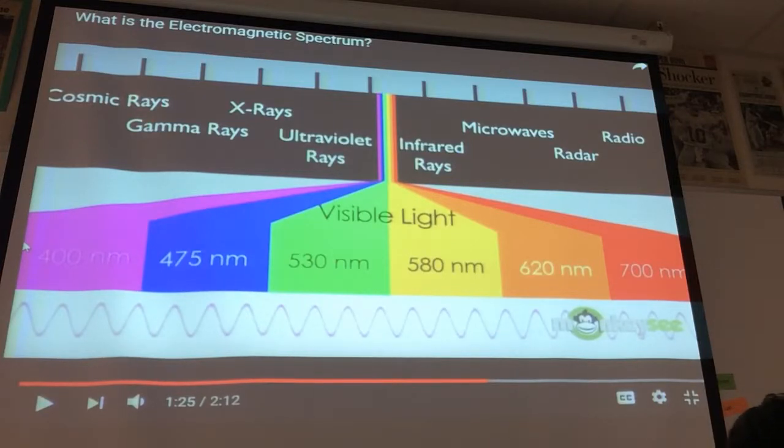So bees, for example, see violet light and UV light, and so that old myth that yellow and black clothing shouldn't be worn because it attracts bees is just that, a myth, because they don't see yellow light. They see in this region at the edge right here.